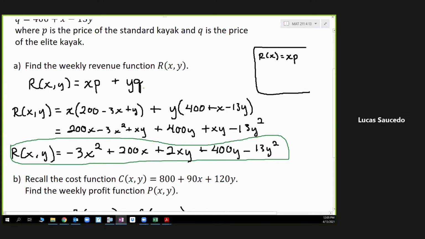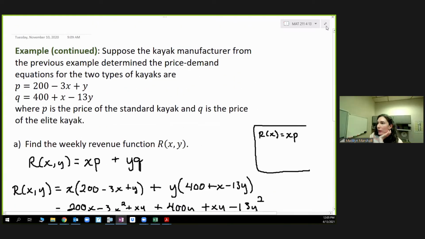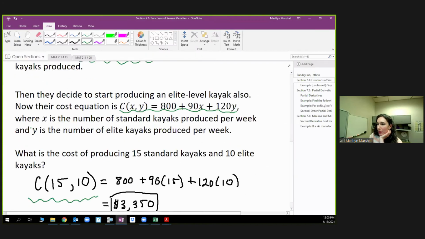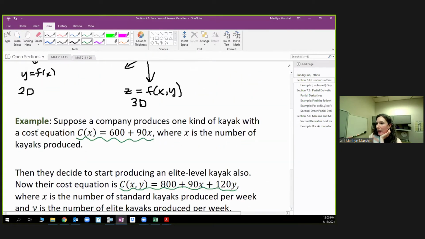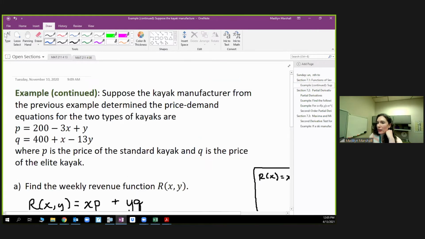How do we know which one is X and which one's Y aligning with P and Q? So the X and Y were defined on the previous example from Thursday. That was X is the number of standard kayaks and Y is the number of elite kayaks. But then in the revenue example, it said below those two, P is the price of the standard kayak and Q is the price of the elite kayak. So we have to be told from the equations themselves, there's no way to tell, but we will have that as part of the problem.